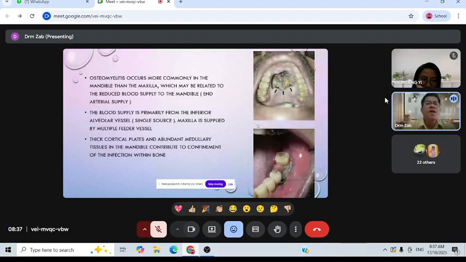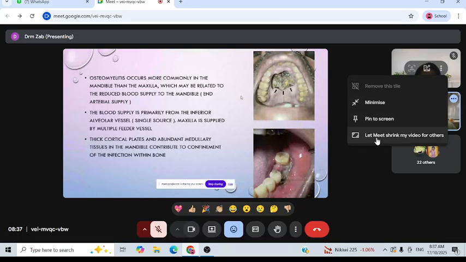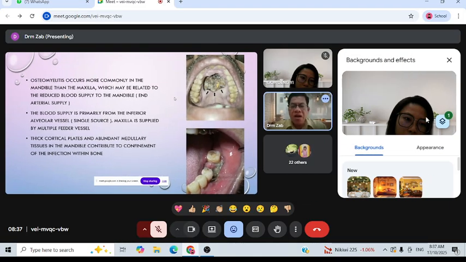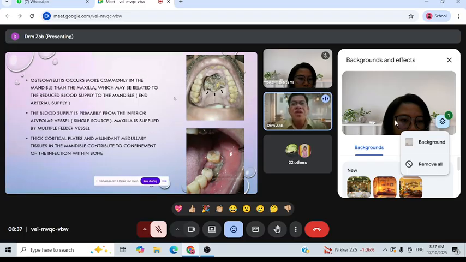Right. Osteomyelitis commonly occurs in the mandible. So it's more common in the mandible compared to the maxilla. Why? Because of the density of the bone. The maxilla has a lot of cancellous bone compared to the mandible. The mandible is denser, so you have more cortex compared to cancellous bone.